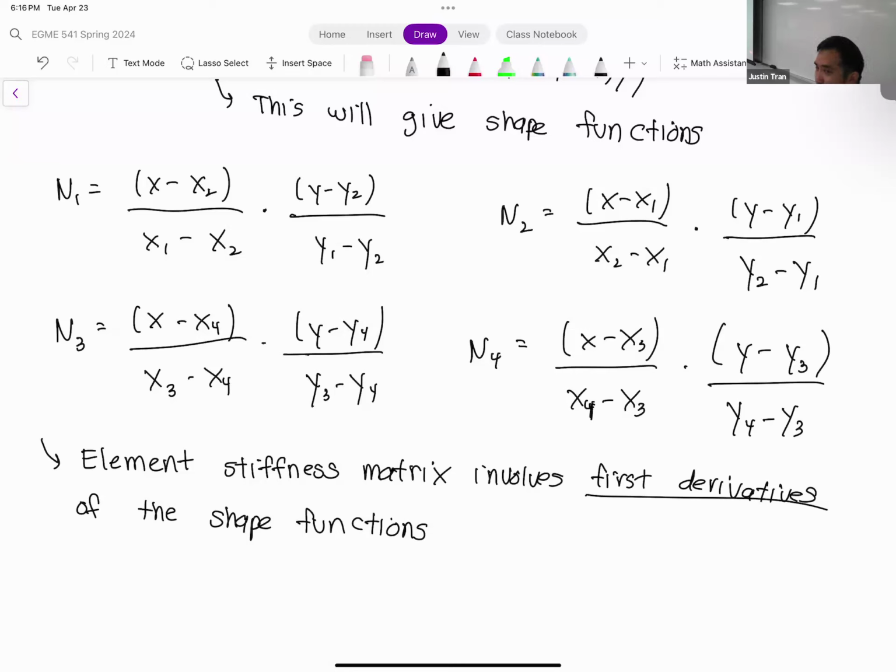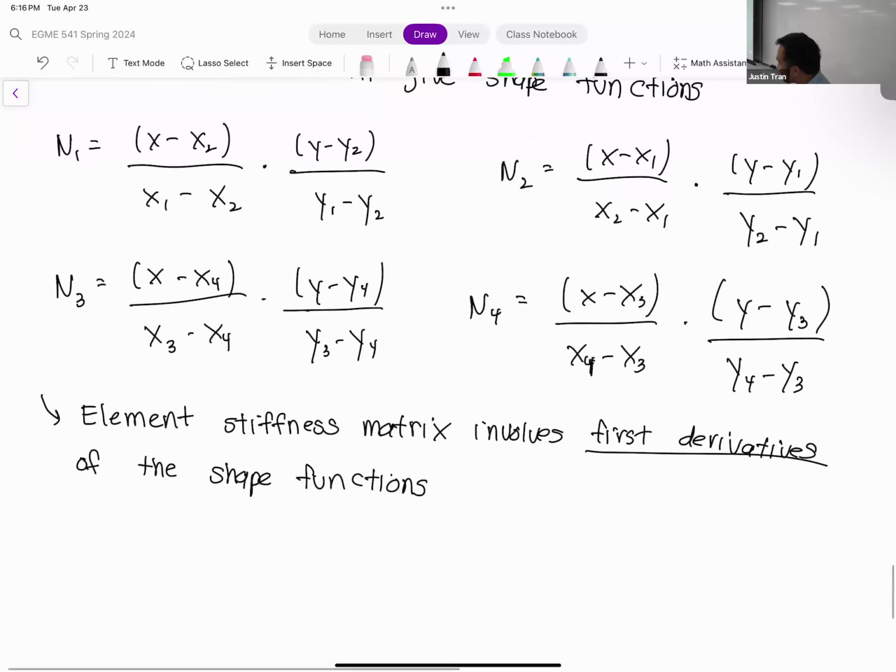We're going to compute partial n1 partial x, partial n1 partial y, and the x and y derivatives for each of these. When we did this for the triangle, we ended up with just constants. But if we do that for the rectangle, we're going to end up with non-constant expressions.